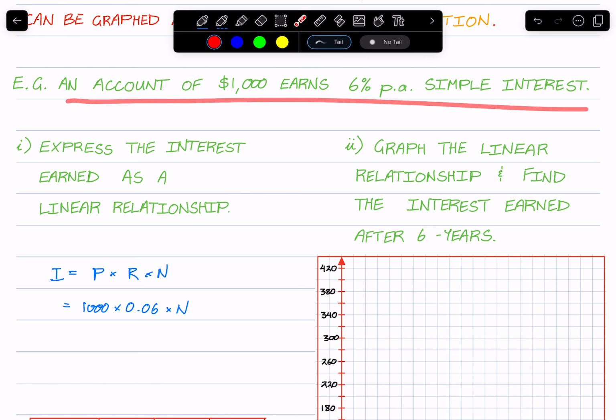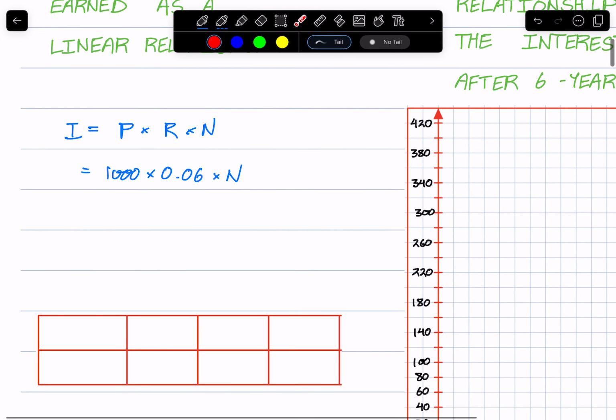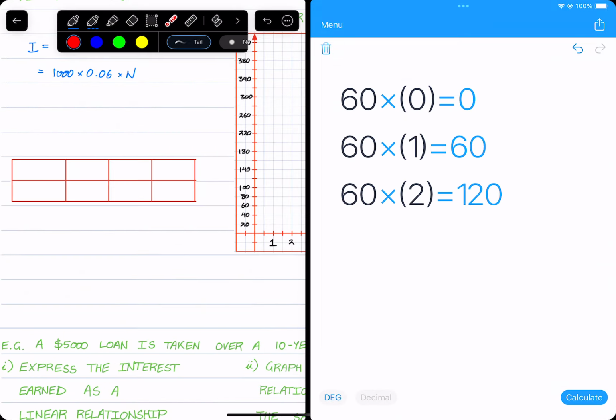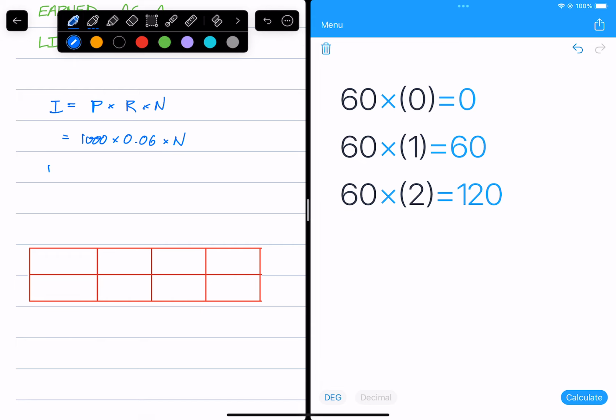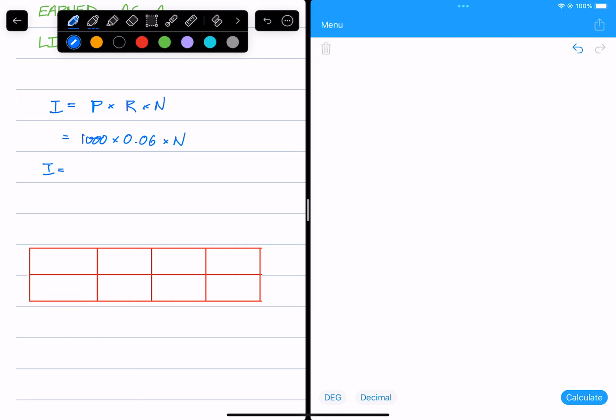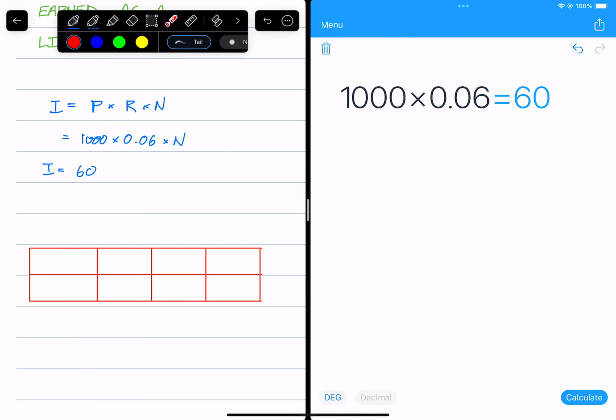Notice how in this question, the value of n has not been specified. Then when we evaluate what we are given, we have interest equals 1,000 times 0.06, and we get 60. So these two values are equal to $60, and n remains as a variable. This indicates to us that for every year, $60 of interest is gained.